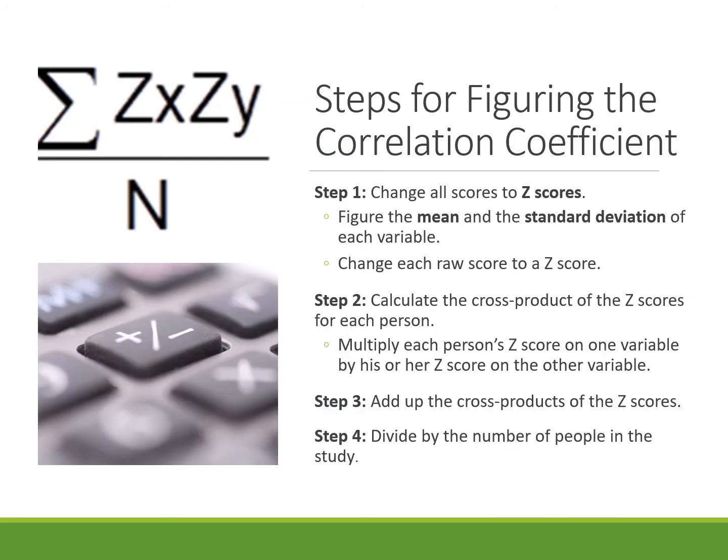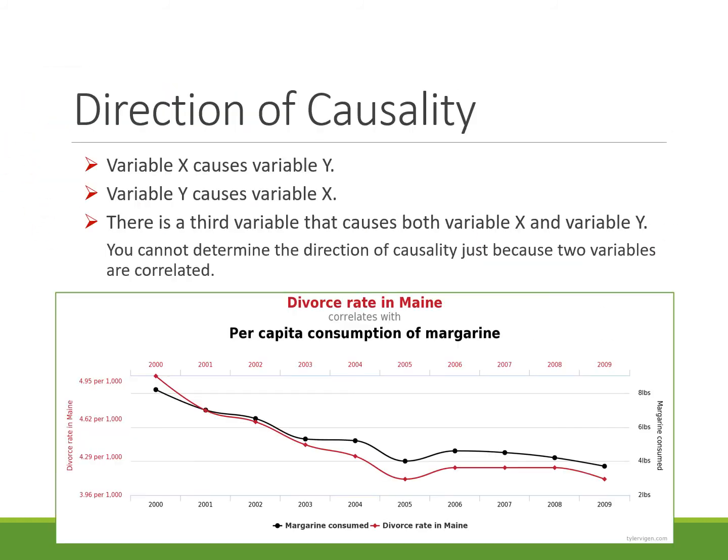Now, just to go over those steps, you change all the scores to z-scores. You figure the mean and the standard deviation for each variable. You change each raw score to a z-score. You calculate the cross product of the z-scores for each person. You multiply each person's z-score on one variable by his or her z-score on the other variable. And then you add up those cross products of the z-scores and divide by the number of people in the study. And that is how you figure the correlation coefficient with this formula right here, okay?